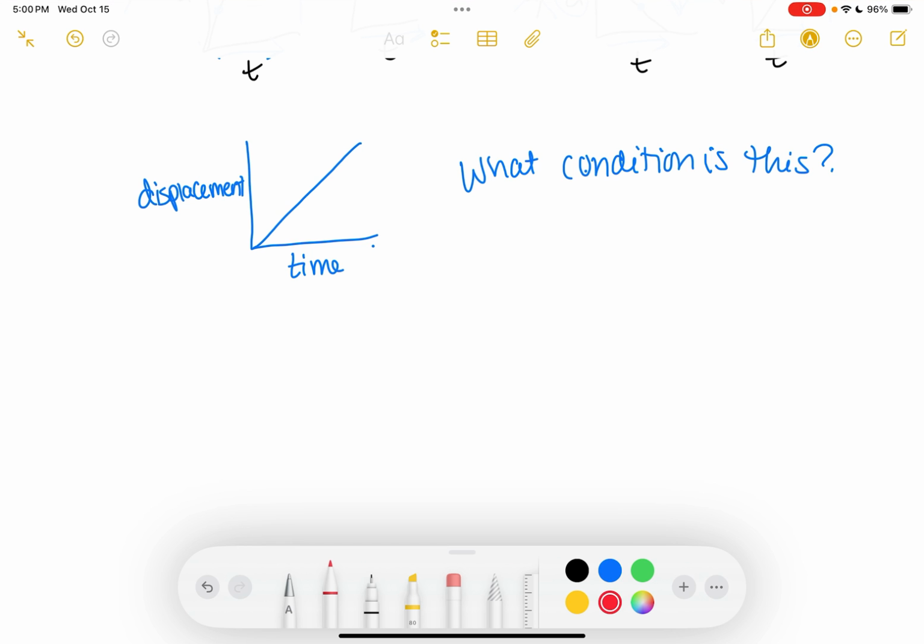So again, we have this linear line. If I were to take the slope here and the slope here, it's a constant slope. So that means we're at constant velocity. So that means that the velocity of the object remains the same.